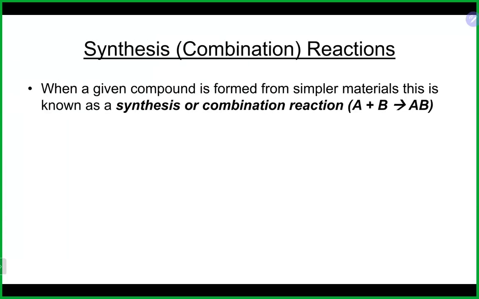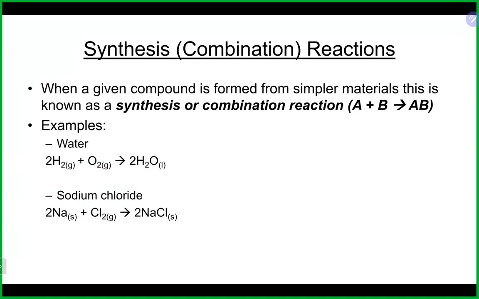So let's talk about more specific ways to classify reactions. And the first type of reaction is a synthesis or combination reaction. This falls under the redox category. So this is really under the big umbrella of oxidation and reduction reactions. The simplest way to explain a synthesis or combination reaction is 2 things make 1 thing. Not super complicated there.